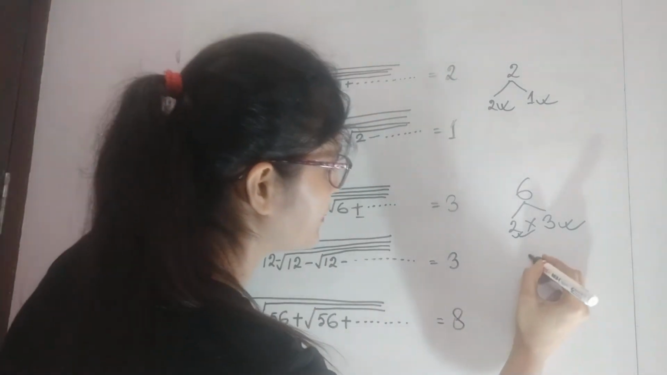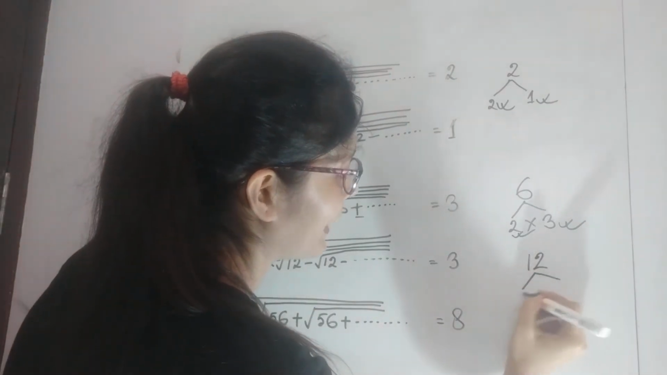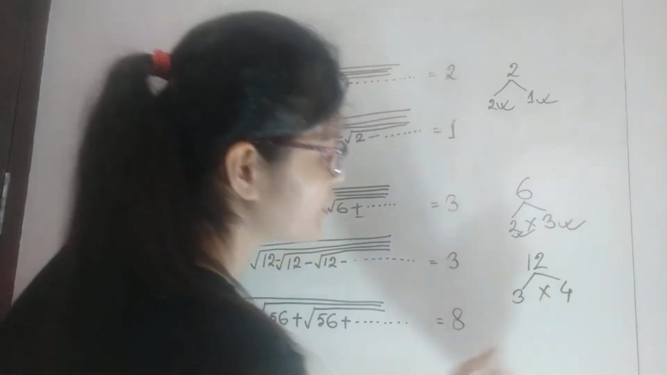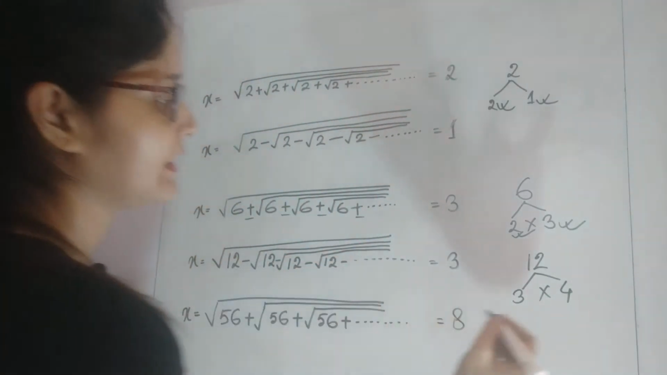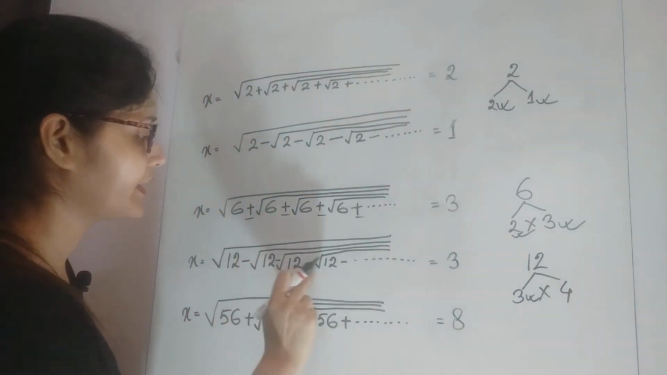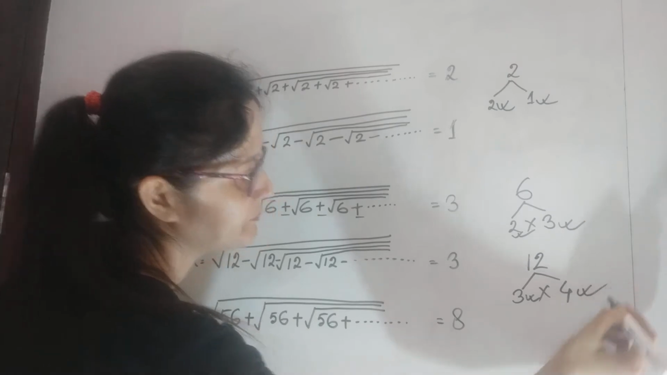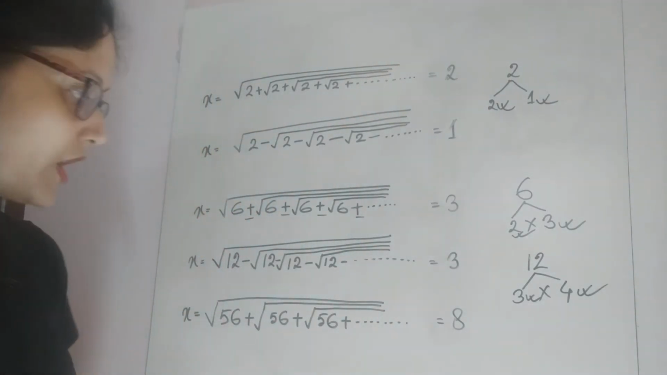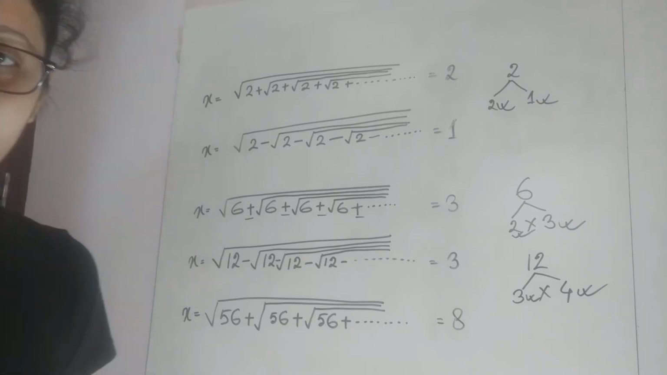Now divide 12 into the multiplication of two consecutive numbers, that is 3 and 4. So here, as minus is there, the answer is 3. If plus sign is given over here, then the answer would become 4. For 56, you will solve it out by yourself and tell me.